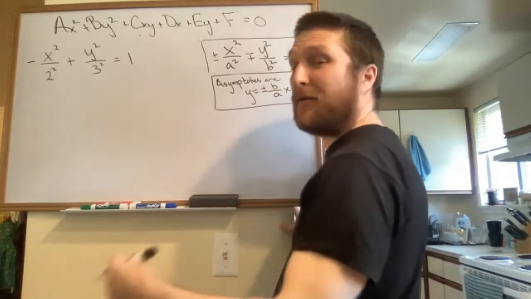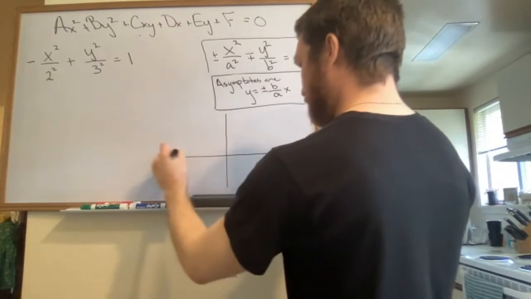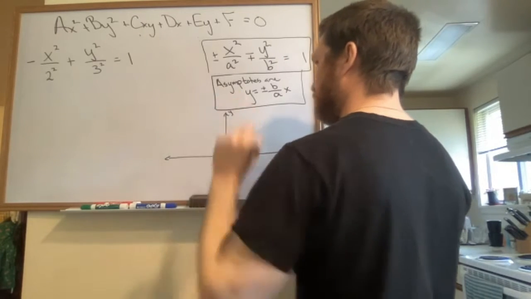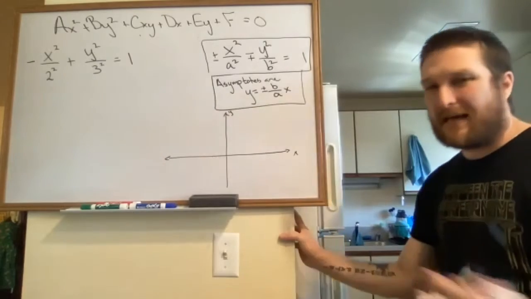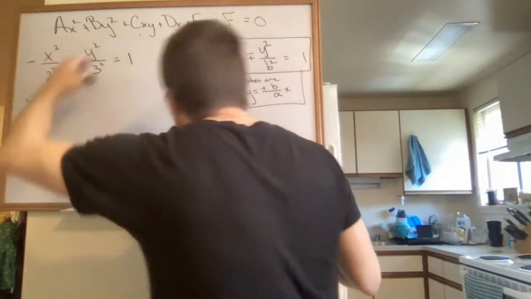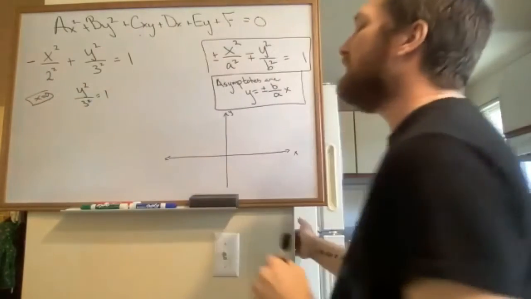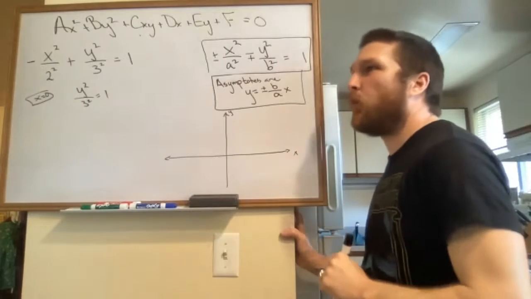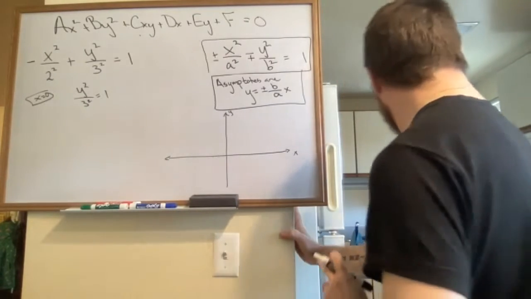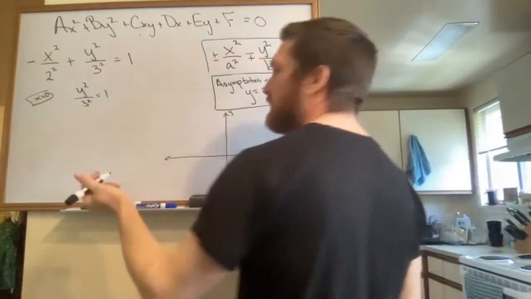How do I find a y-intercept? Set x equal to 0. So we set x equal to 0. That makes that go away. We get y squared over 3 squared equals 1, which means that y equals what and what? Plus or minus 3.